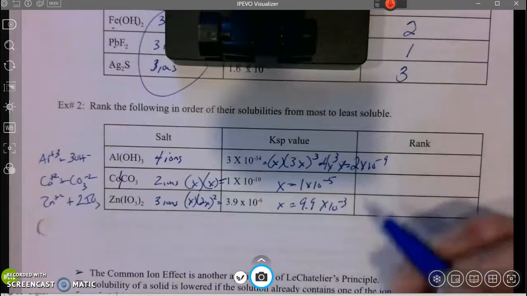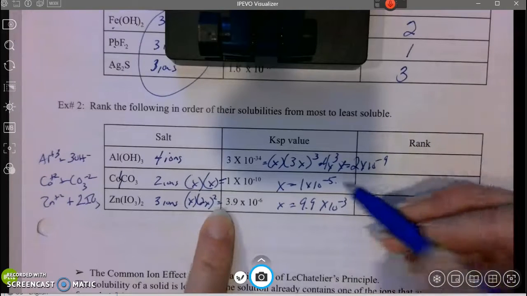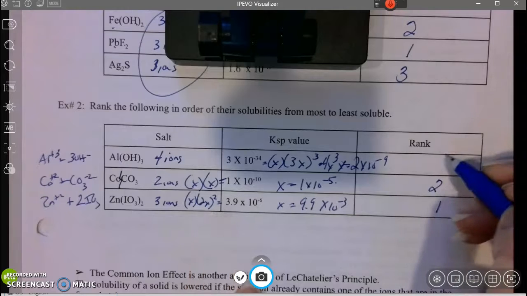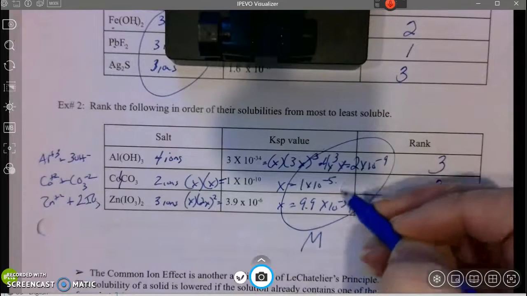So when I start ranking these, this is actually the highest, so this would be first, this one would be second, and this one would be third. But again, I have to compare solubilities. Remember, these are all molarities.